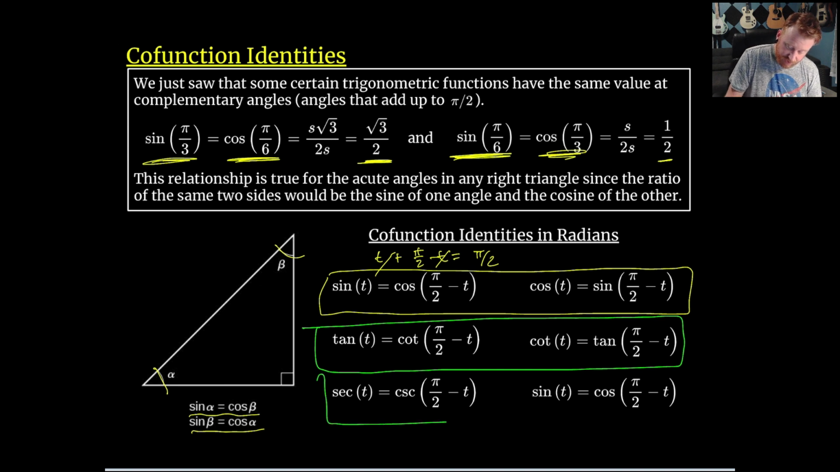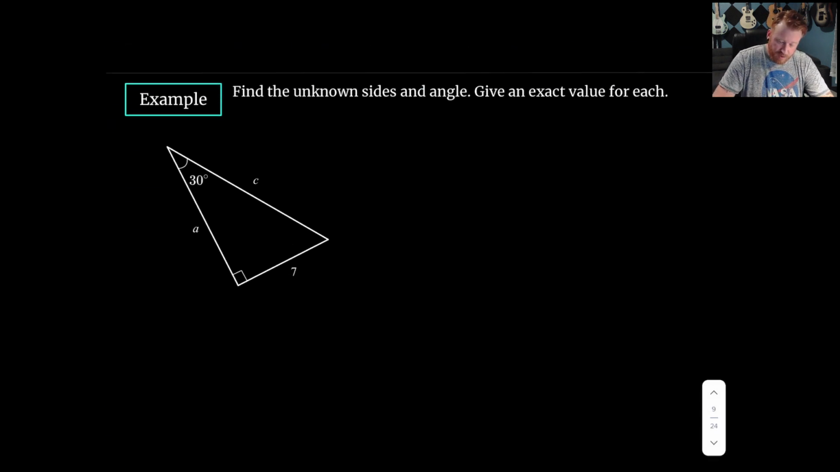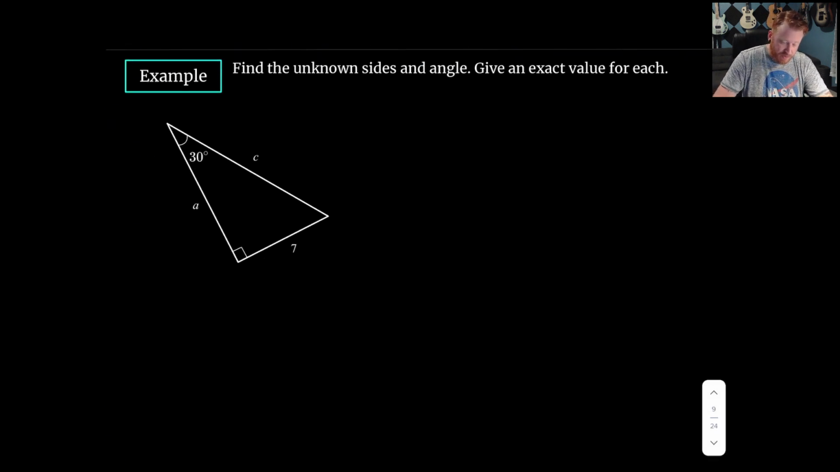But there we go. We've got all of these cofunction identities, and we can use them to solve problems as we go forward. All of these things that we're learning here are all just tools that we can put in our toolkit to help us solve problems as we move forward. Speaking of which, here is a problem that we are asked to solve.